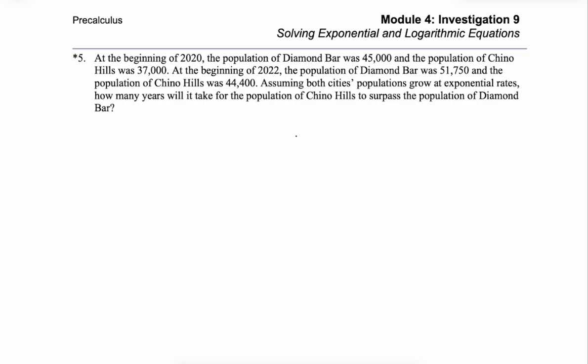So I'm going to call the Diamond Bar one just D. Okay. You put down their starting population first, 45,000. What is the rate of change? Well, it went from 45,000 to 51,750. But that was a 2-year growth, so make sure to divide by 2.